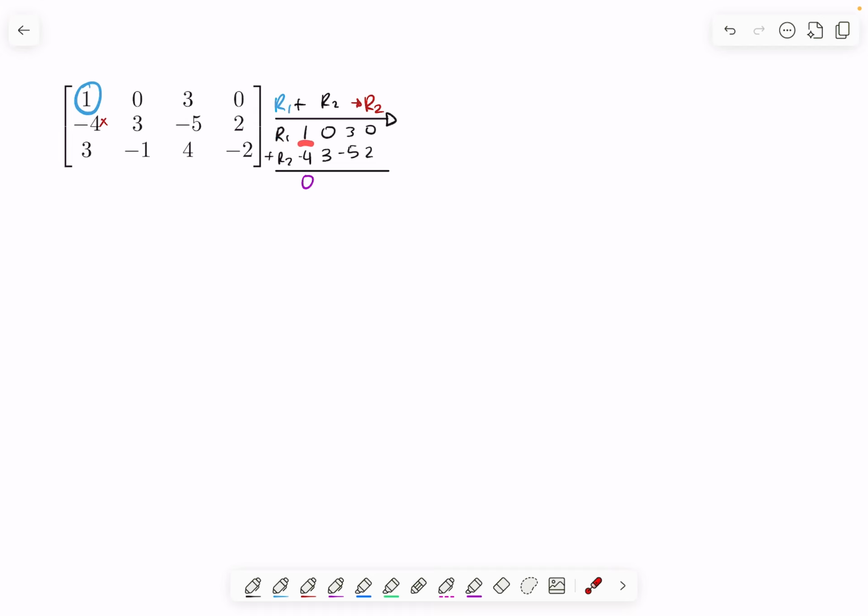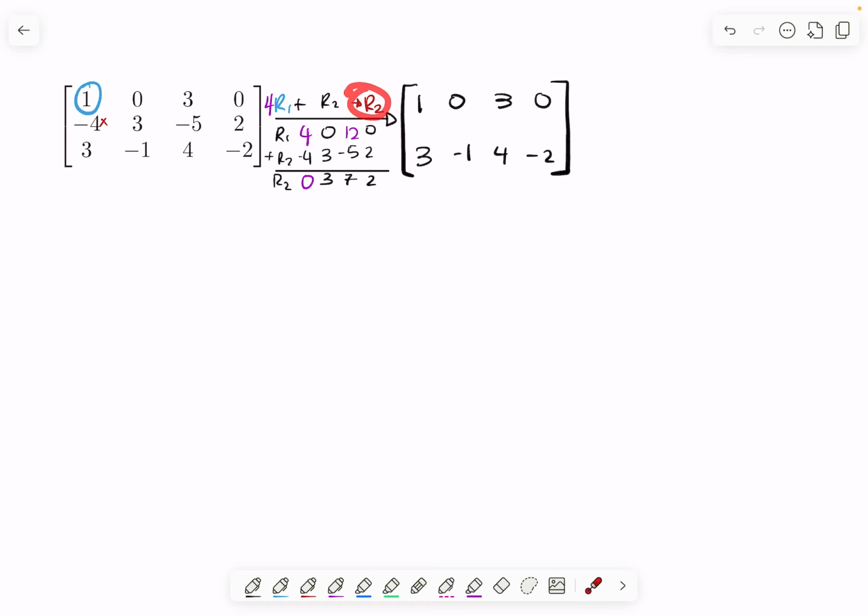But whatever I do to one entry in a row, I have to do to the rest of the entries in that same row, which is why we take the entirety of row 1 and multiply by 4. This becomes 4, this becomes 12, and then zeros really don't matter. Then we can just add. -4 plus 4 is 0, just like we wanted it to be. This is 0 plus 3 is 3. This is 7 and this is 2. And this here is my new row 2.